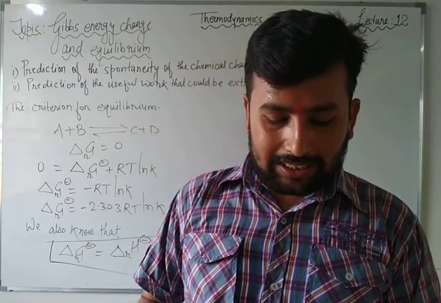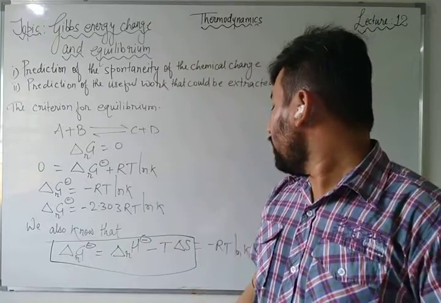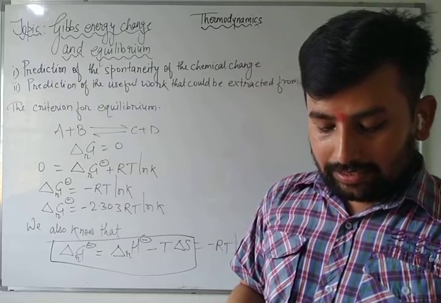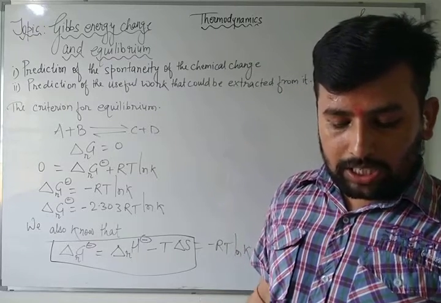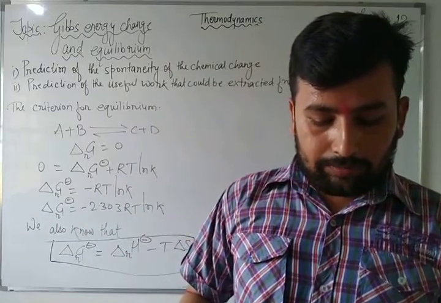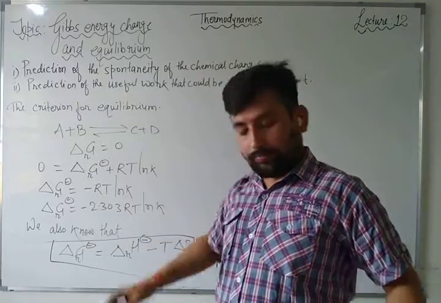Now see, all the things are given. We have to just use the formula delta H minus T delta S. What we are using? Delta H minus T delta S. After using this formula, you can see it is already solved here. So the delta G value is given by minus 2.303 RT log K, this one, right?